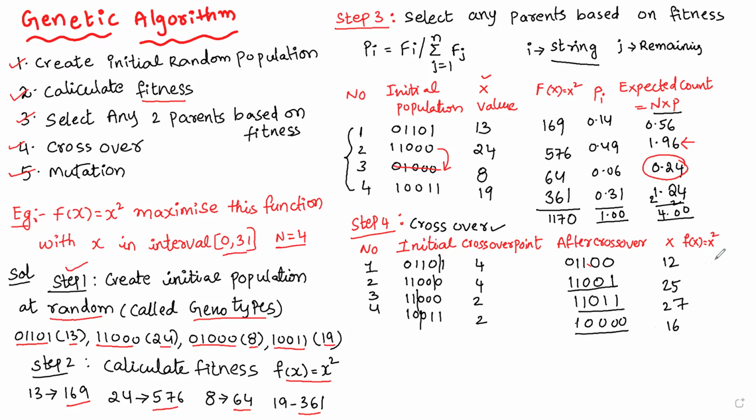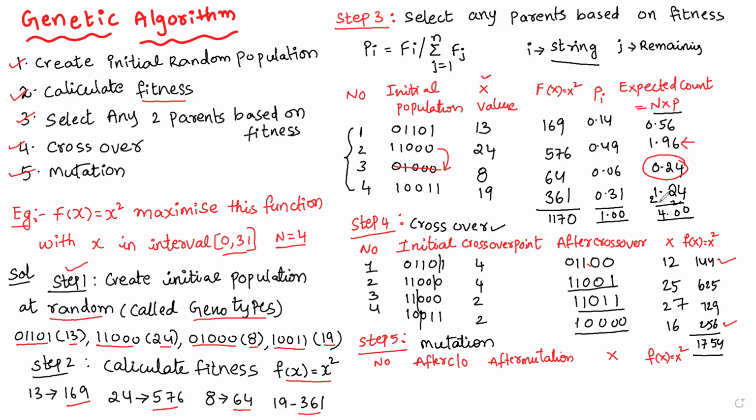Okay. So now we do the x square. So that is equal to 12, nothing but 144. And this is equal to 625, and this is equal to 729, and the last one is 256. So if you sum all of this, the answer is 1754. So this is about the crossover. Okay. Now we go for the next step.